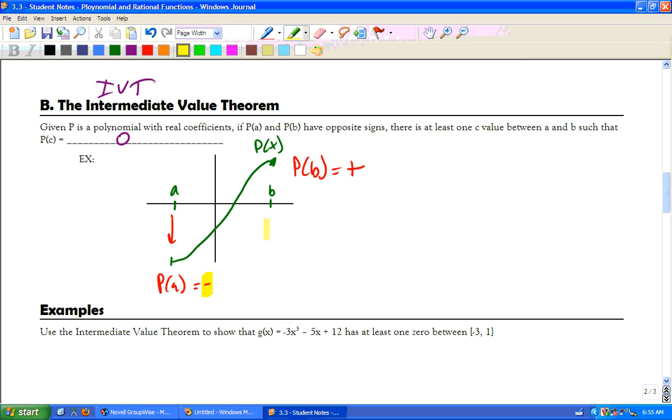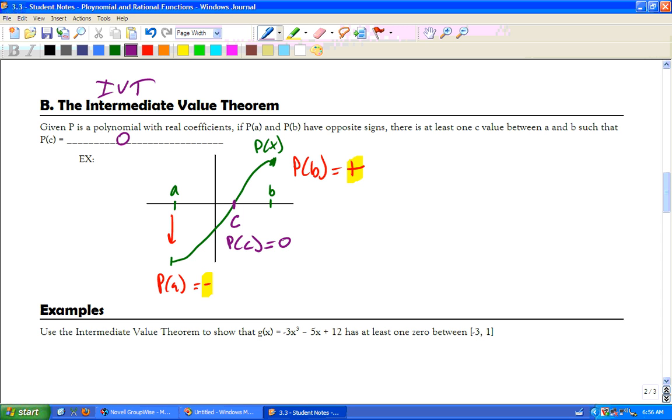Because these things have opposite signs, one's positive, one's negative. It could have been negative, positive, positive, negative. It doesn't matter. What is important is that they're opposite signs. We know that some point in here has to equal 0. We're going to call this C and say that P of C equals 0. That's what the intermediate value theorem says.